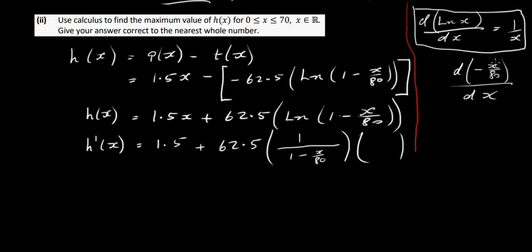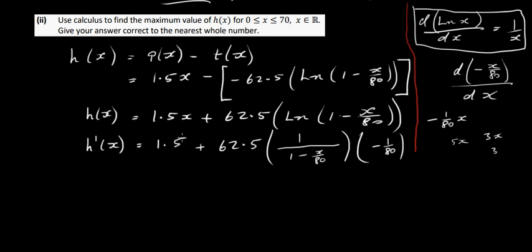Now, minus x over 80, another way of writing that is just minus 1 over 80 times x. So if we differentiate a constant times x, we'll get the constant. So our answer here will be minus 1 over 80. For example, if you differentiate 3x, your answer will be 3. You differentiate 5x, you'll get 5. So if you differentiate minus 1 over 80 times x, your answer will be minus 1 over 80.